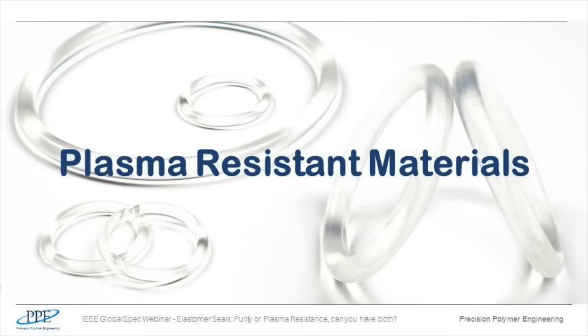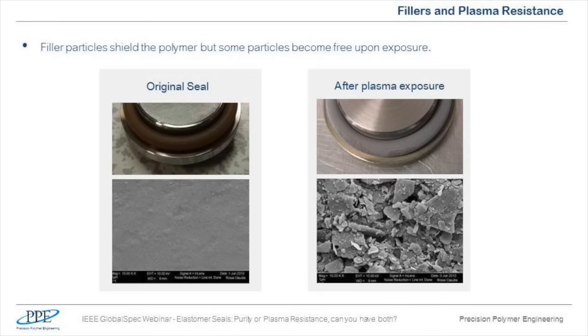Now let's talk a bit more in detail about plasma resistance of elastomer materials. Earlier in my presentation, I talked about the fillers and mentioned that if not used properly, fillers can cause contamination. Filler particles dispersed in the polymer matrix can become free upon plasma exposure as the polymer is etched away. You can see an image of an elastomer before it's been exposed to any chemistry, then again after exposure. Actually, it's pretty obvious which is which.